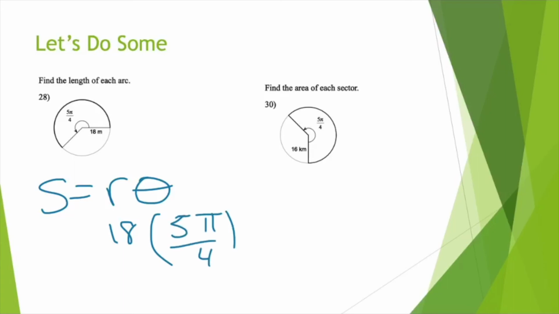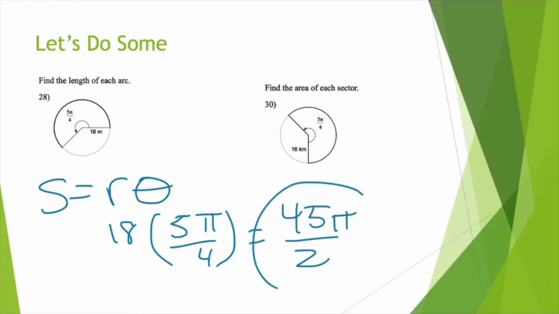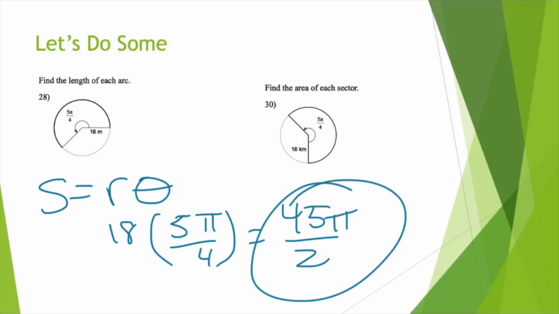They want these answers to be exact. That means you're going to keep the pi as your answer. So don't do anything on your calculator with a pi. Just take your 18 and multiply by 5/4, or take 18 times 5 and divide by 4. Pause this video and use your calculator to find out. I got 45 over 2, and then we just tack that pi on when we're done. 45 pi over 2.